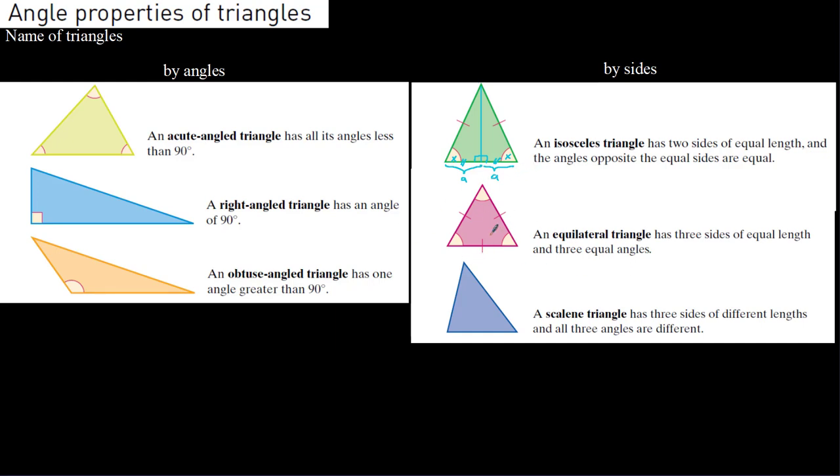Okay, the second one is by sides. We are continuing with the equilateral triangle. Equilateral triangle means all the sides are equal, which means that all the angles are also equal to each other. So if this is x, this is x, and this is also x. By the way, we can find the angle here, because if they are all equal, 3x is equal to 180 degrees, so x is equal to 60 degrees. In an equilateral triangle, all the angles are equal to 60 degrees.